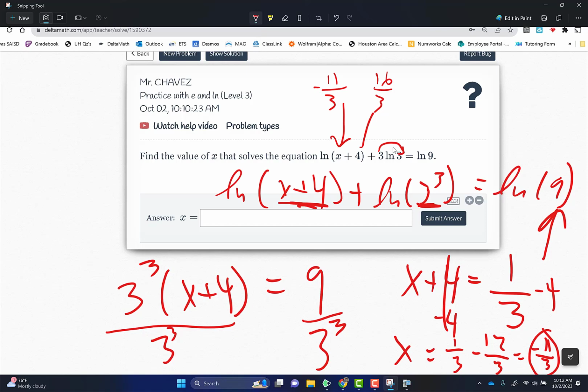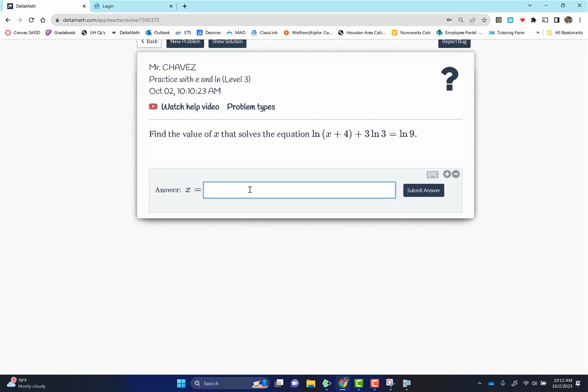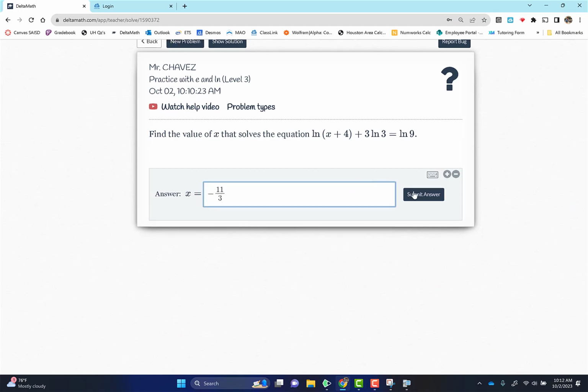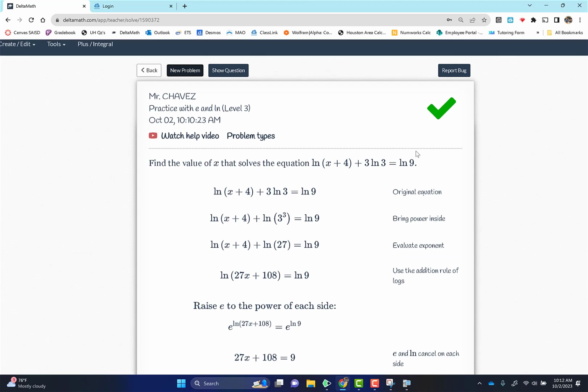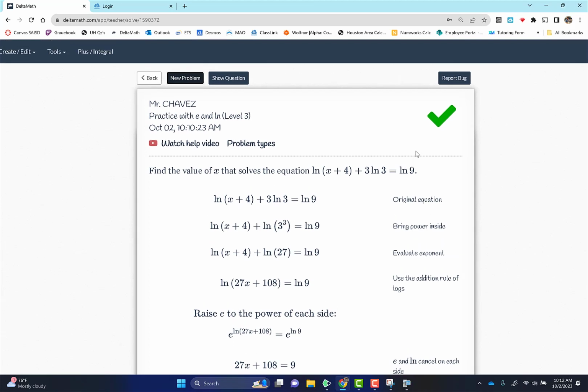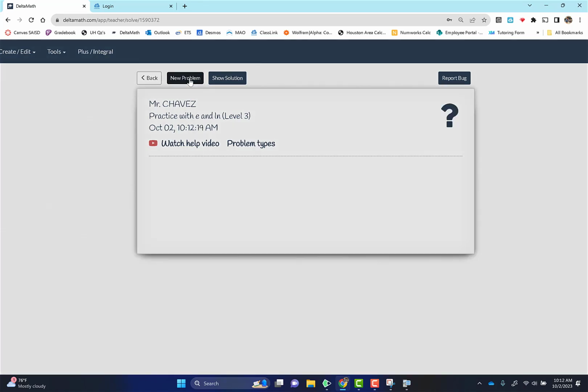But just verify real quick. It does. It works. So watch. We come over here, we type negative 11 over 3, push submit. There you go. Cool or not cool? It's not anything extreme, guys.